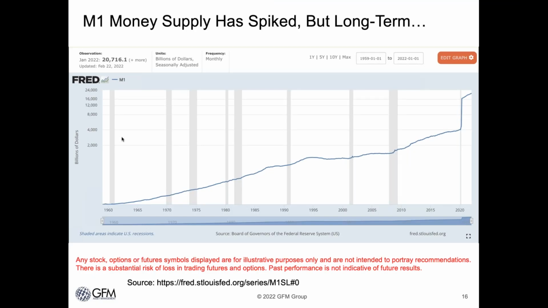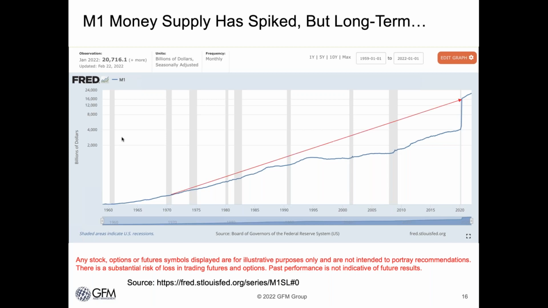So when we talk about the Fed, a lot of what you may hear is, oh, the Fed is printing so much money, that's going to drive so much inflation. What's that ultimately going to do to interest rates? That's why interest rates have to rise. That's why the dollar has to collapse.